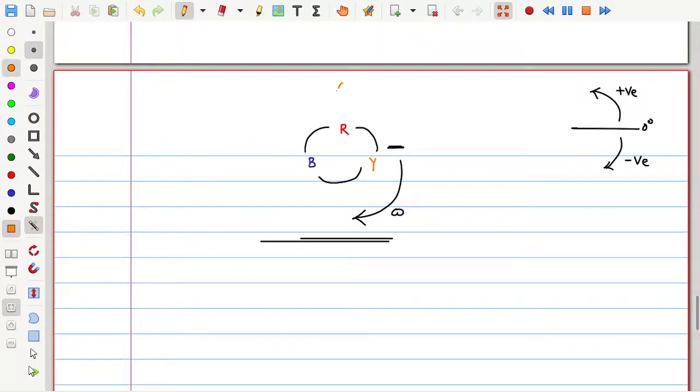If I sit over here, then first I will see R, then followed by, right, B. See here, if I stand over here, just try to understand carefully. First I'll see R. If it is in clockwise direction, then next whom do I see? B. Then next whom do I see? Y. So after that, again R. Like that, it will continue. So this is the negative phase sequence.